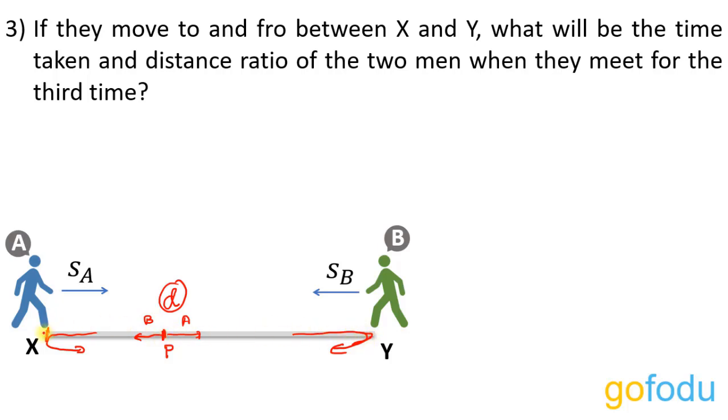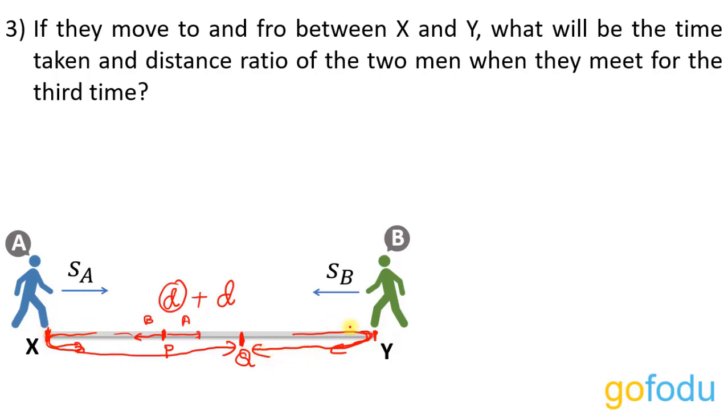So in order to reach opposite ends, A and B together will again be covering distance D. They will return from opposite ends, and let's say they meet somewhere here at point Q. B will be returning from X and will come from X to Q. A will be returning from Y and will come from Y to Q.